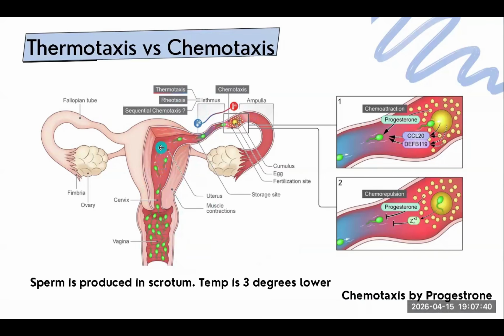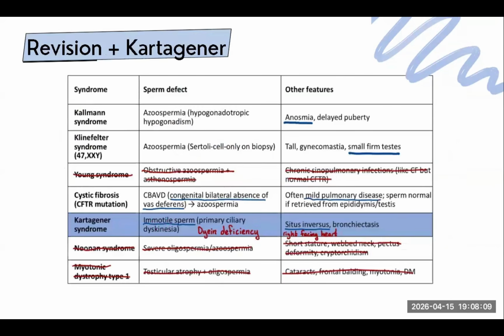Now, the question is, is the egg in the right or in the left fallopian tube? And this is where chemotaxis kicks in. Once the sperm gets over here, it's going to start following progesterone, which is released by the egg, which is a chemical and a hormone, and it's basically going to follow it all the way and fertilize the egg. Thermotaxis is temperature, chemotaxis is by progesterone or chemicals.